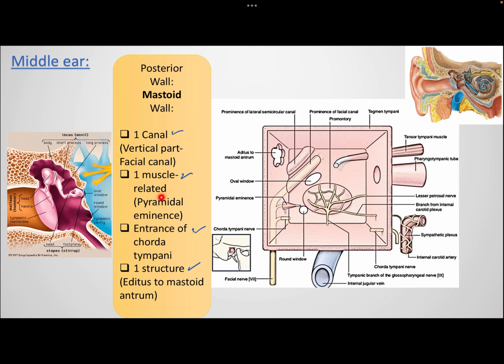Another thing is one muscle related. What muscles would we think about that you have in the middle ear? You guys know that we have muscles that are very important if we have a very loud voice sound, and if we want to reduce the oscillations of the middle ear bones, we need these muscles to get attached to the first bone and the last bone of the three bones of the middle ear. All right, one muscle related to the stapes, and we call it the stapedius, and one muscle related to the incus, and we call it the tensor tympani muscle.